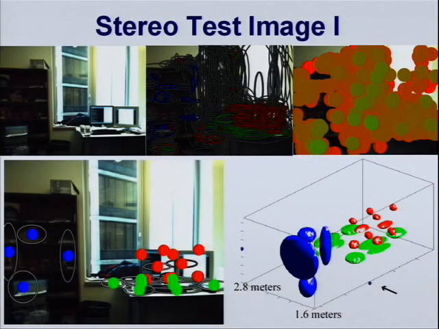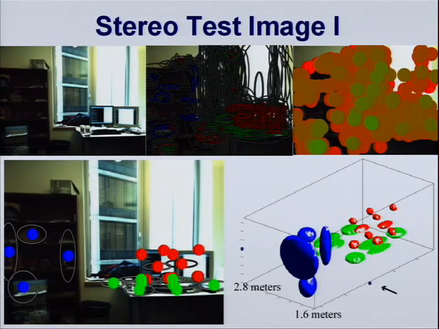And now here's an example test image where, to interpret this scene, I'm moving objects around in 3D and placing them. And this is giving me cleaner depth estimates. You can quantify these, and they are much more accurate than the ones I get by just looking at individual features.